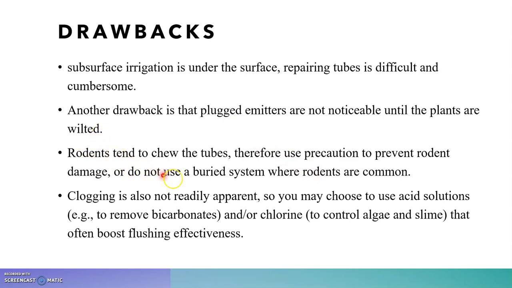One more thing is rodents. If we are installing these tubes below the soil, some rodents like mice or snakes will damage the tubes. That will cause a lot of damage and will cost us a lot of water as well. Clogging is also likely to happen, so we need to use an acid solution to remove the clogging caused by precipitation. Some precipitation occurs when the pH is higher, so we need to do this acid treatment to remove the clogging.